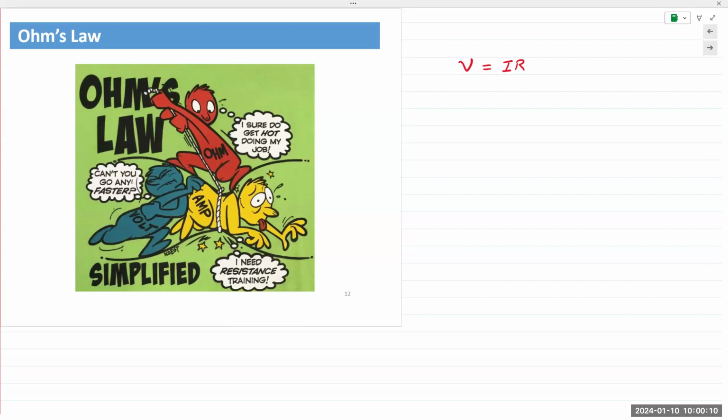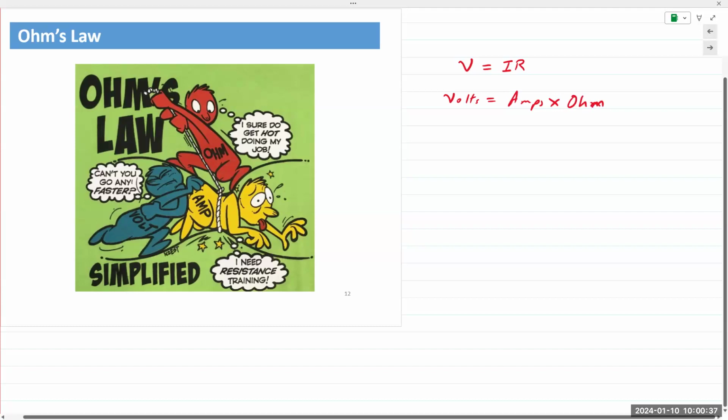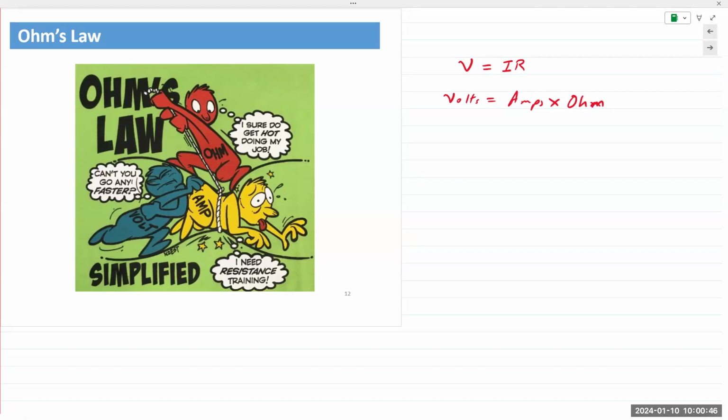V equals IR. Voltage is the product of the current that is flowing through the resistance. V equals I times R. V is the voltage, I is the current, R is the resistance. So in terms of units, volts equal amps times ohms. Oh, resistance units. We talked about how voltage unit is named after Volta, current unit is named after Ampere, resistance named after George Ohm. It's also noted by the Greek letter omega.